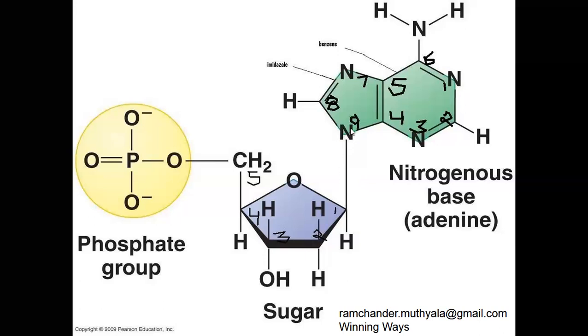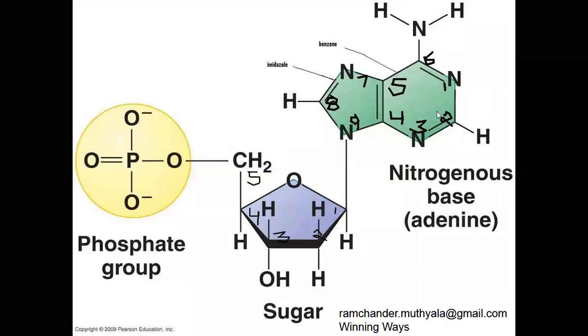N9 means it is the ninth nitrogen of purines, with a glycosidic bond. If the purines are replaced with pyrimidines here in this diagram, here it is C1N1, and C1N1 glycosidic bonds are present. So it is the glycosidic bond.